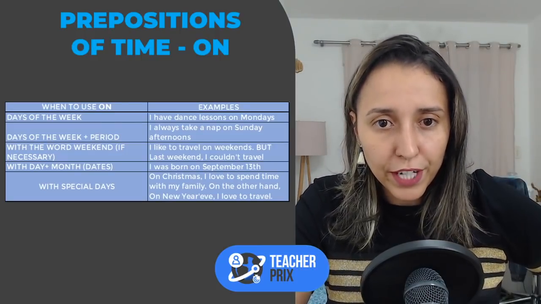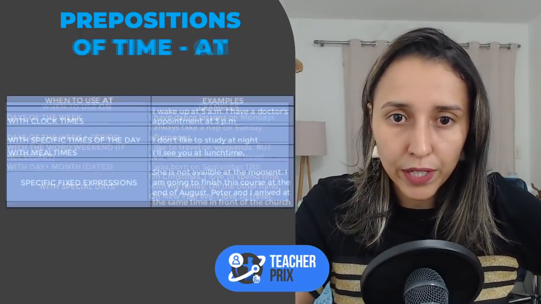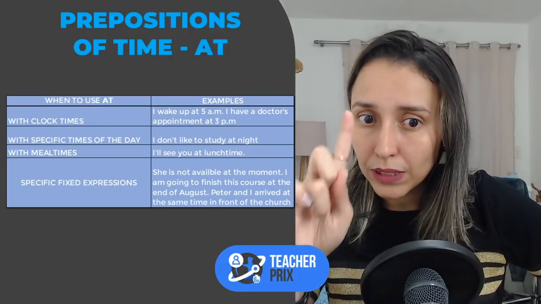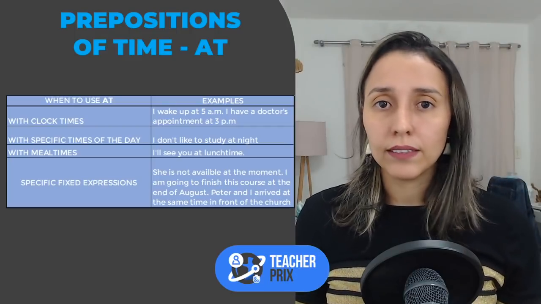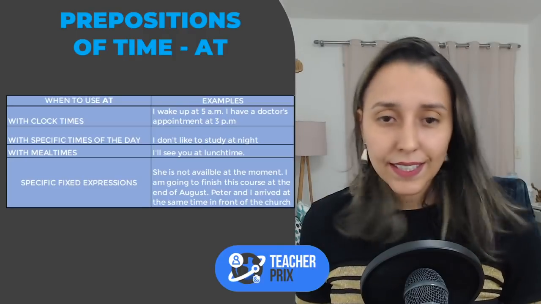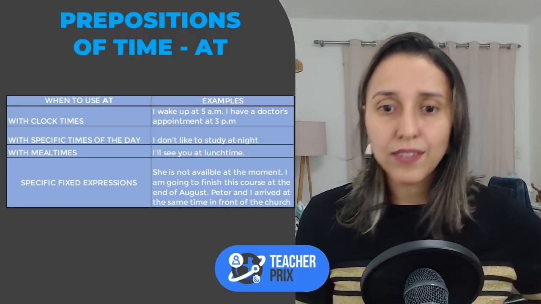Anyways, moving on. So these are the prepositions of time with "on". Now we are going to talk about "at", the preposition of time, "at". So when are you going to use "at"? Clock. What time is it? It's a song, a terrible song, by the way. With the clock, at 2, at 3.